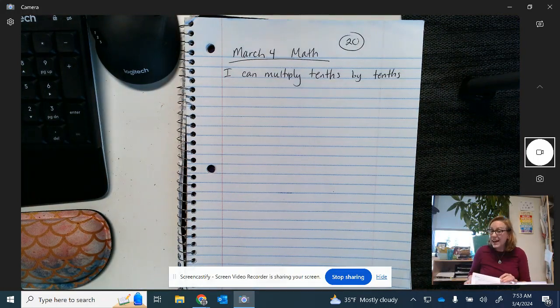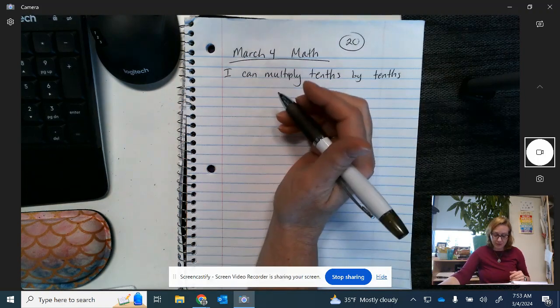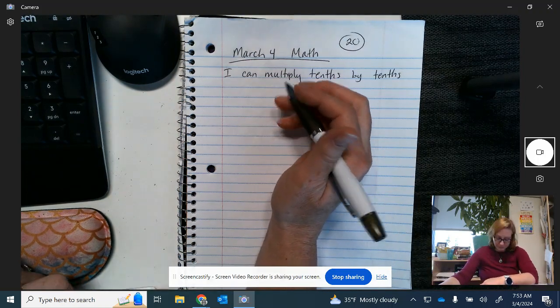We do have a test next Thursday on adding, subtracting, multiplying, and dividing. We haven't even gotten to dividing yet. And you have a checkpoint on multiplication tomorrow. So really pay attention and try to get the understanding of what's happening with multiplication. Okay, we're going to start with our warm-up.